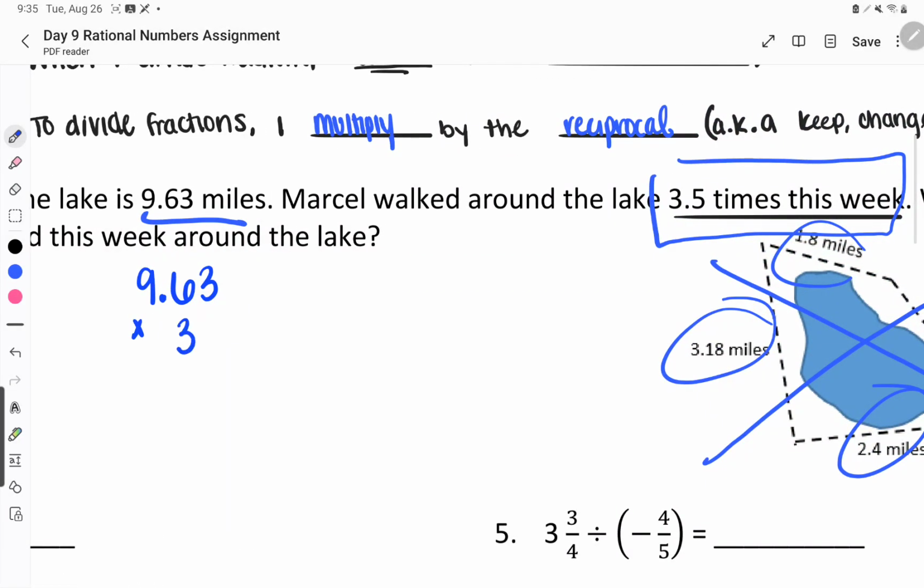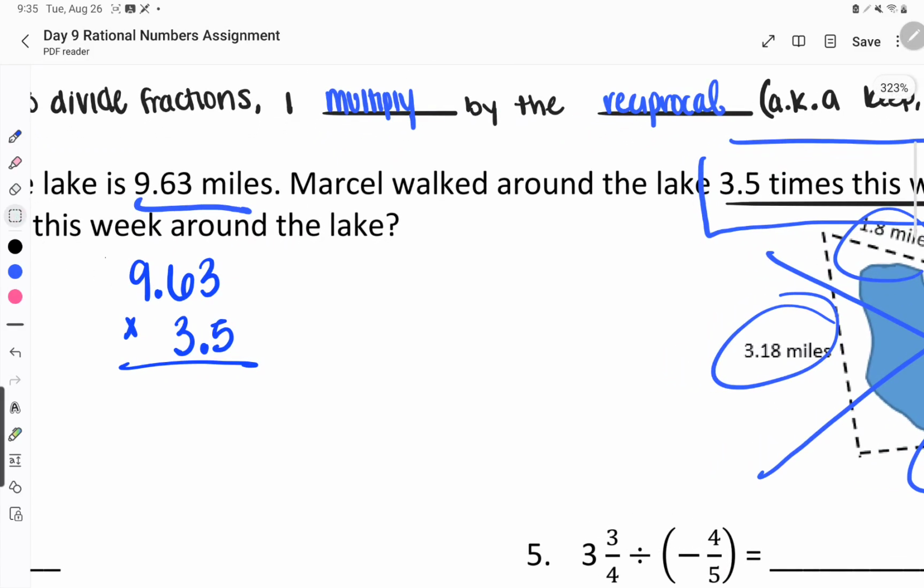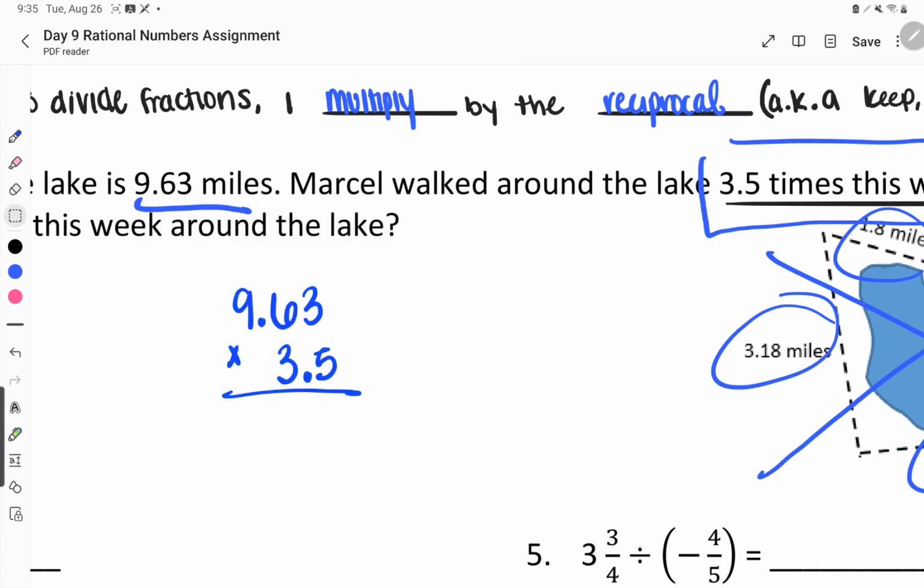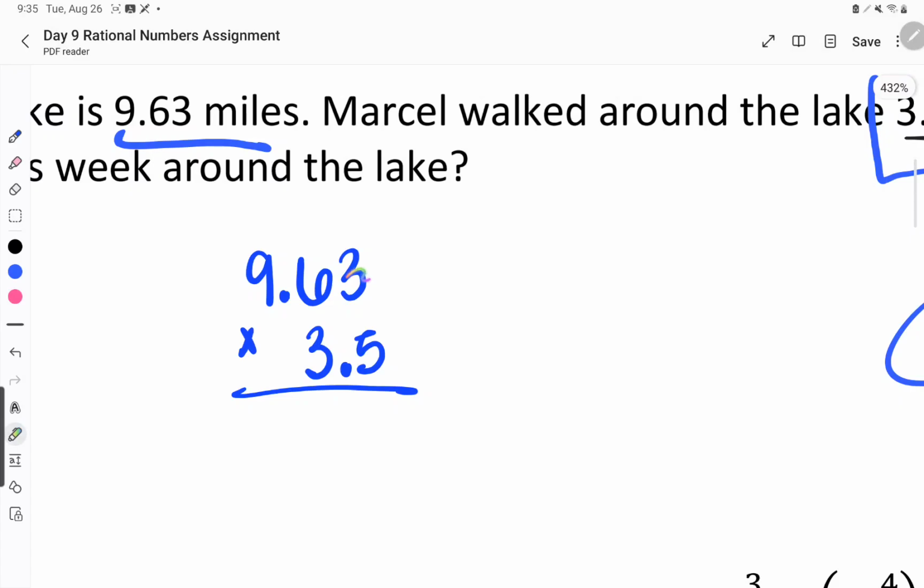Now remember, when we multiply decimals, we don't have to line those up. We only have to line them up if we are adding or subtracting. All right, so we start with 5 times 3, and 5 times 3 gives me 15. So I write down a 5, carry my 1. Then we have 6 times 5. 6 times 5 is 30, and then I'm going to add the 1 that's up here at the top, and that's going to give me 31. So I write down a 1 and carry my 3.